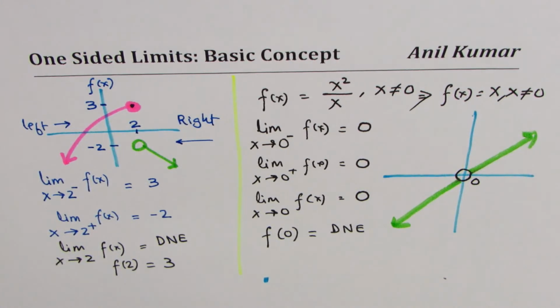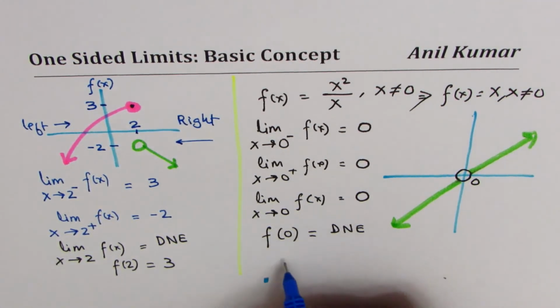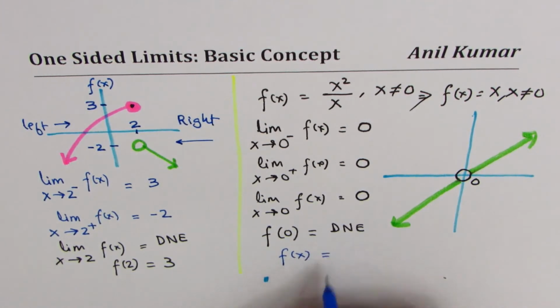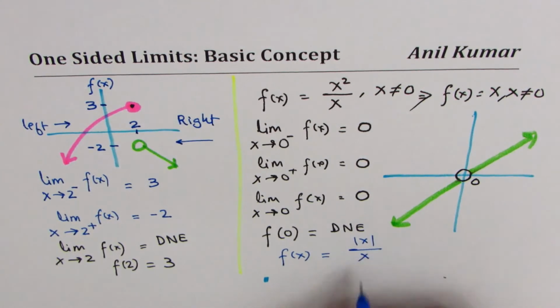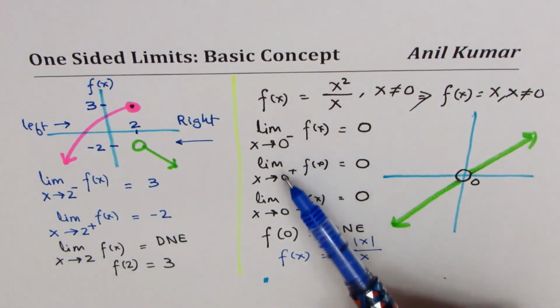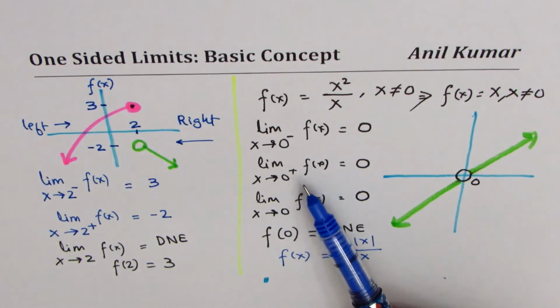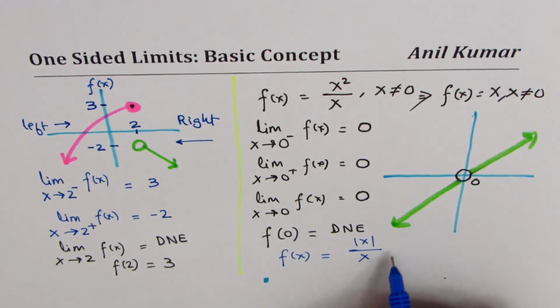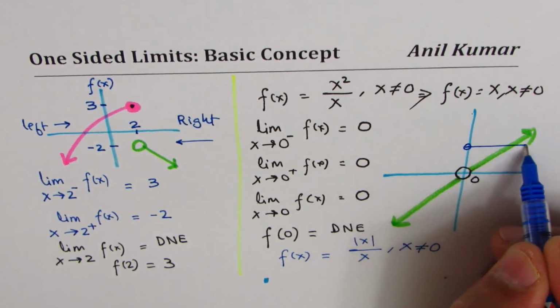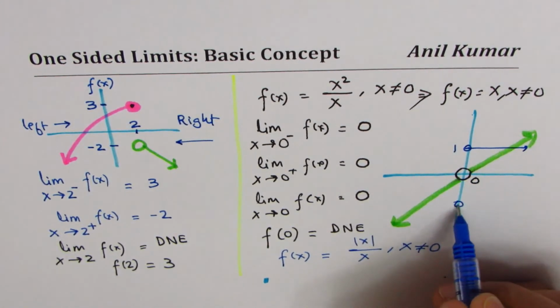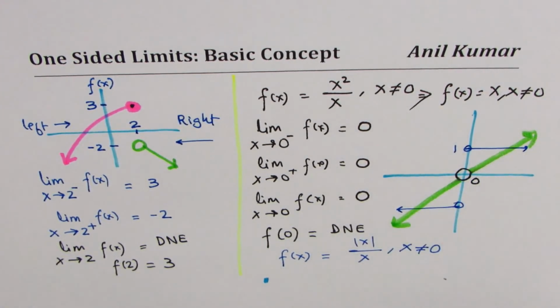Now, as an exercise, I'd like you to do this question, which is f of x equal to absolute x over x, right? Find left side limits at 0 and the value of the function at 0. You can see this function is also not defined at 0. Is it okay? But does the limit exist at 0 or not? Figure it out. If you sketch this function, you're going to get a sketch like this. And that will help you to answer your questions.